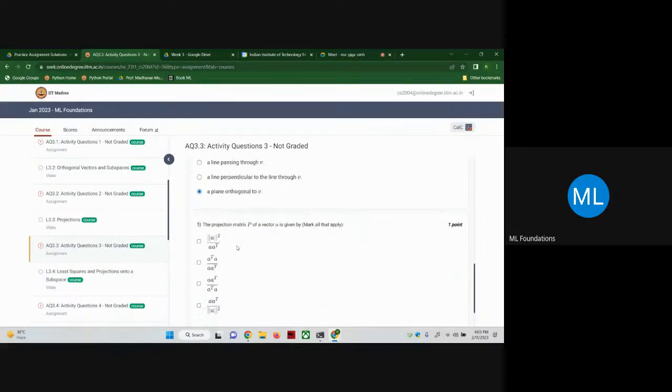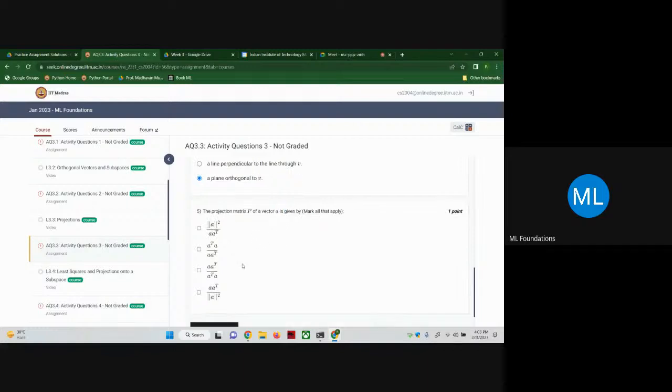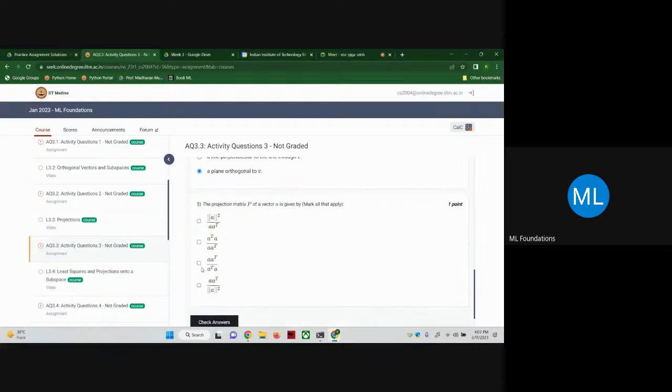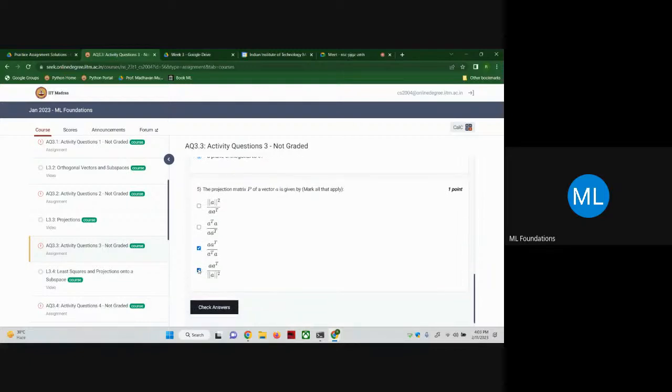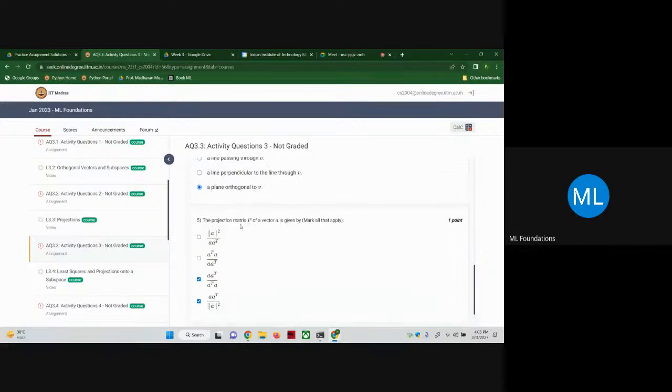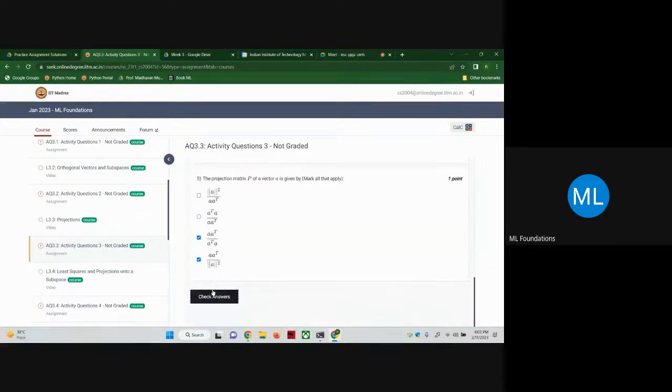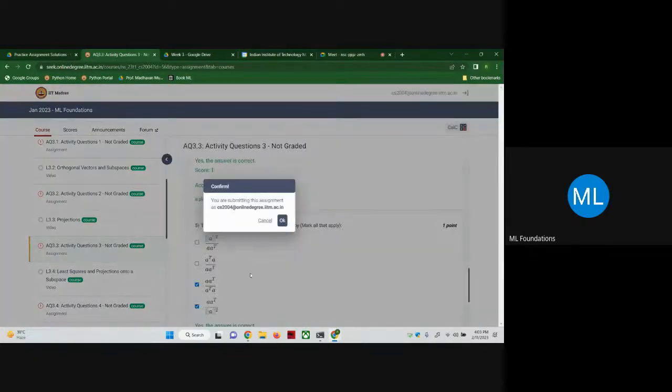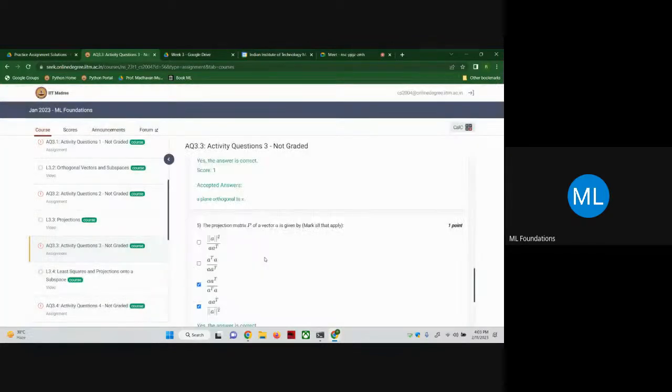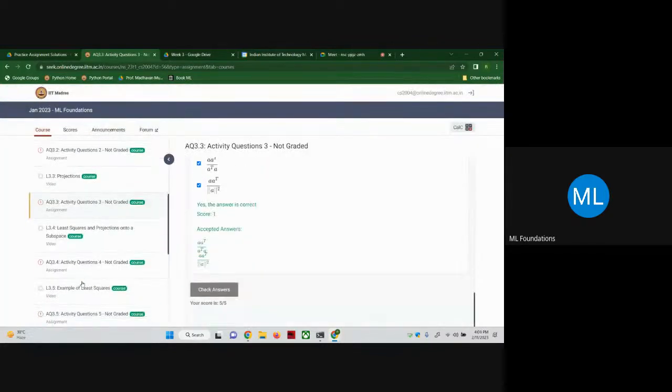The projection matrix P of a vector A is given by A A transpose divided by A transpose A, where A transpose A is nothing but the length of A squared. So this will be derived like this. Yeah, that's what it is. Let's check. Okay, very good.